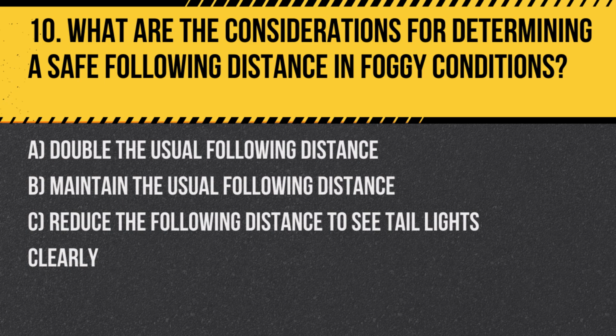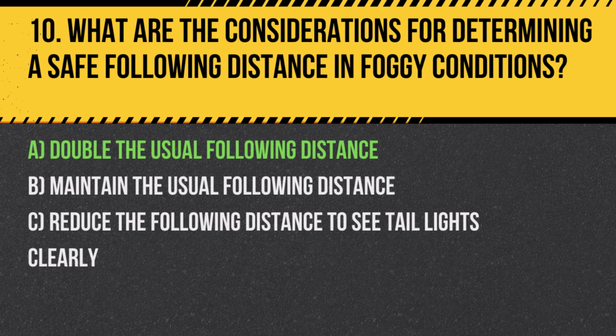A. Double the usual following distance. B. Maintain the usual following distance. C. Reduce the following distance to see taillights clearly. Answer: A. Double the usual following distance.